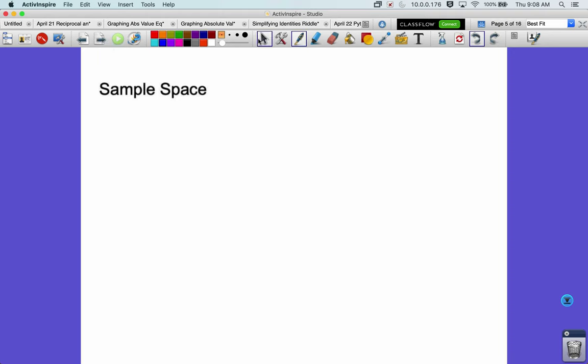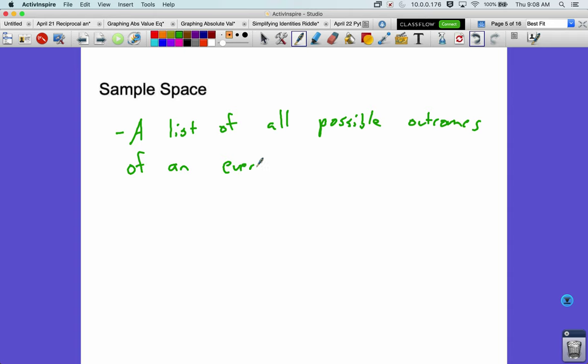All right, so what is a sample space? So add this definition of sample space to our notes. It is a list of all possible outcomes of an event.